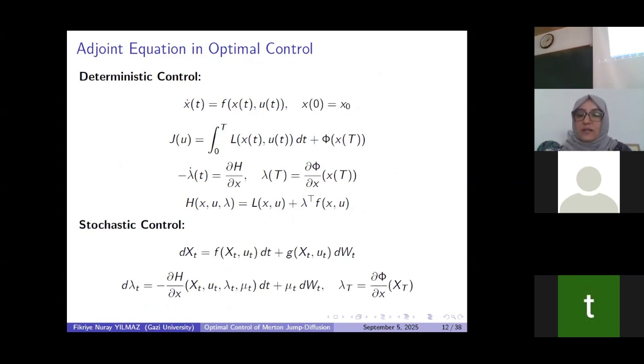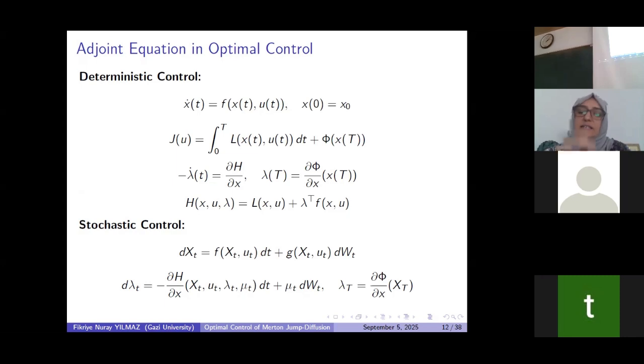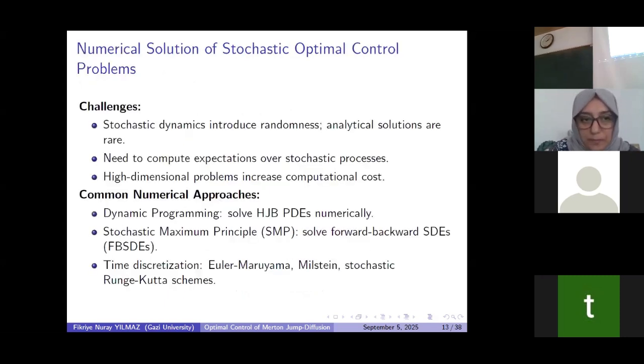So for a deterministic control problem, there is only one adjoint variable, let me say lambda or p. But if we have a stochastic case, there are some extra terms related to this parameter lambda, and it is calculated as a second order derivative with respect to x, and we call that parameter q.